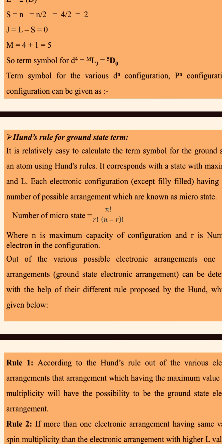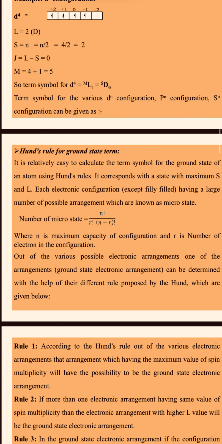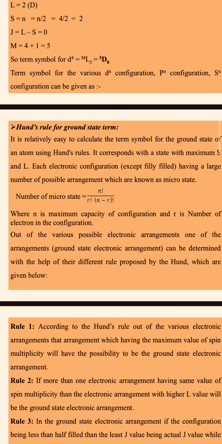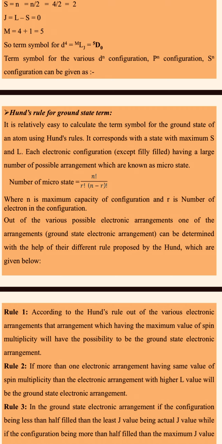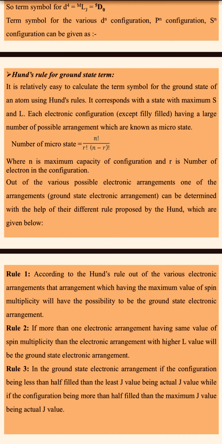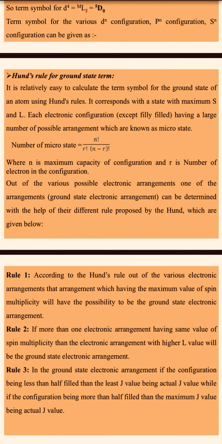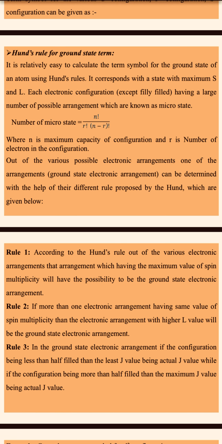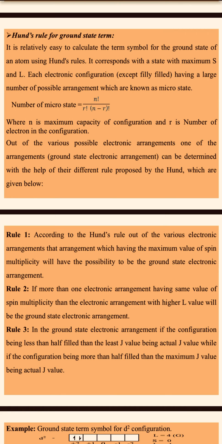Hund's rule for the ground term: it is relatively easy to calculate the term symbol for the ground state of an atom using Hund's rule. It corresponds to the state with maximum S and L. The number of microstates is n factorial by r factorial into n minus r factorial, where n is the maximum capacity of the configuration and r is the number of electrons in the configuration. That we will be looking at further.